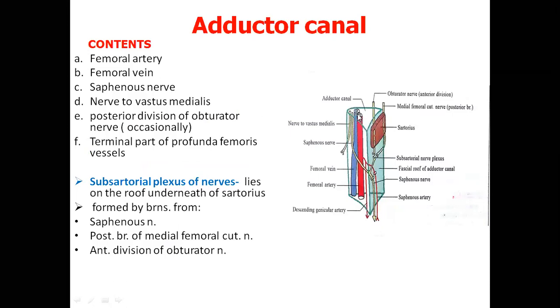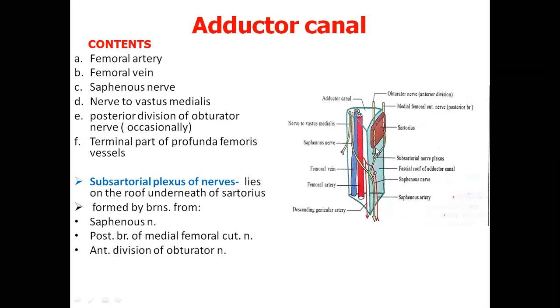So we are finding these structures. Contents: what are these? The femoral artery is there, the femoral vein is there, and you are also finding the saphenous nerve. Then we have the nerve to vastus medialis. This is the medial aspect of the picture, this is the lateral aspect of the picture. Then this is the obturator nerve you are finding.